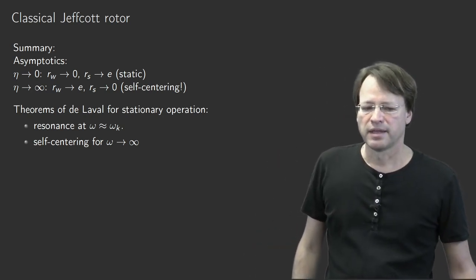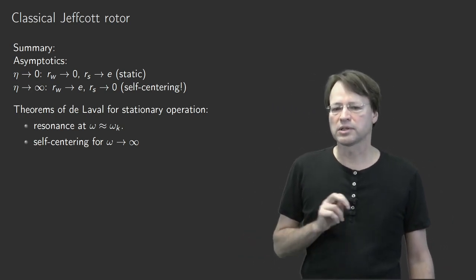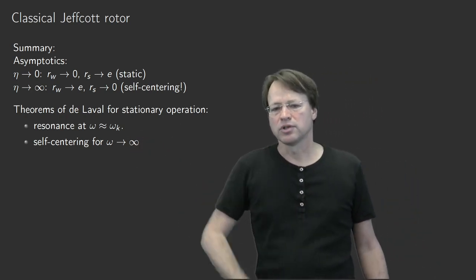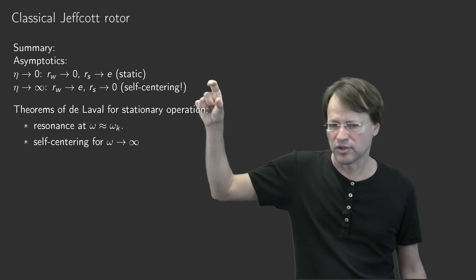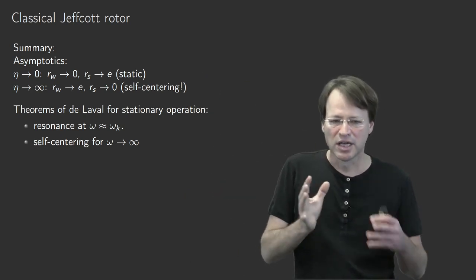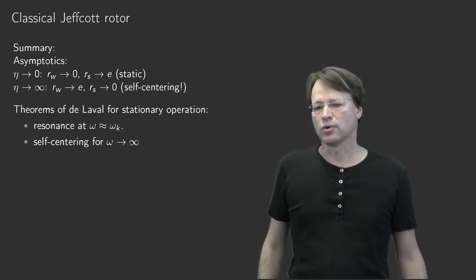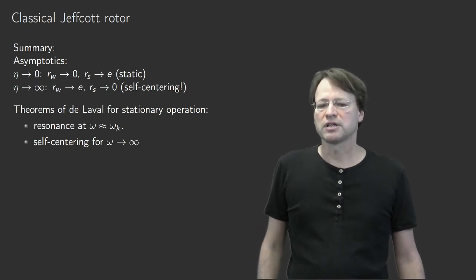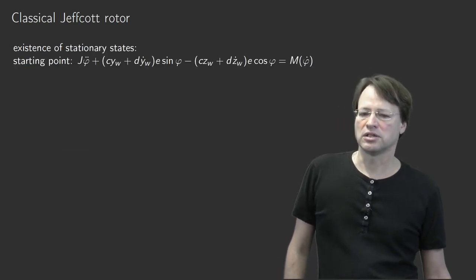So basically, that's all I would like to show you for the stationary state. We have characterized that stationary state in dependence on the rotational speed of the rotor, which is assumed in the stationary state to be constant. So we have characterized the positions of point W and S and their relative position to each other and to the origin of our coordinate system as a function of the rotational speed. Now the question is about the existence of these stationary states. So let's study the existence of these stationary states.